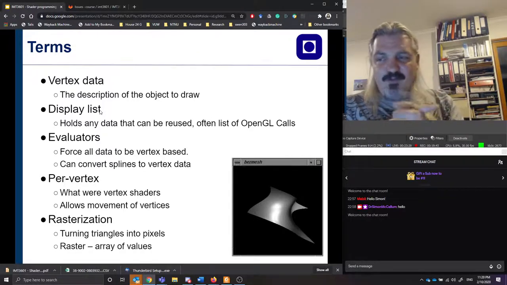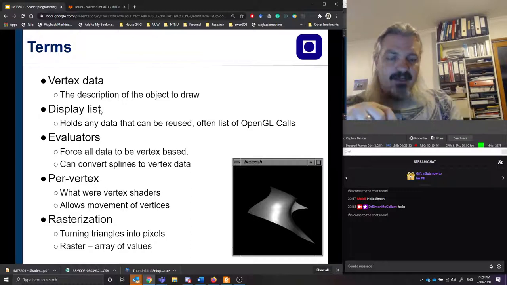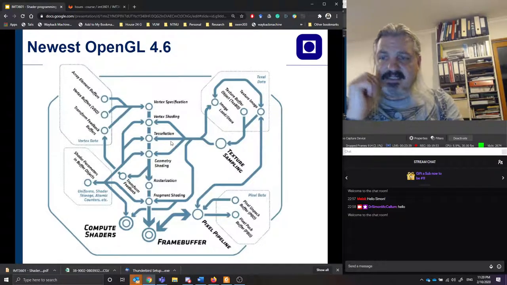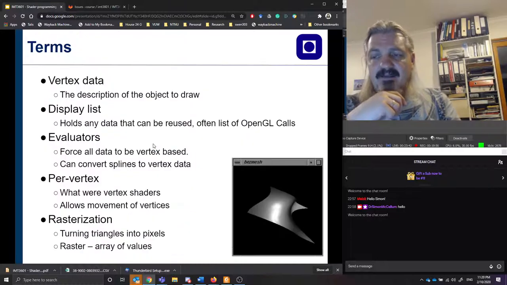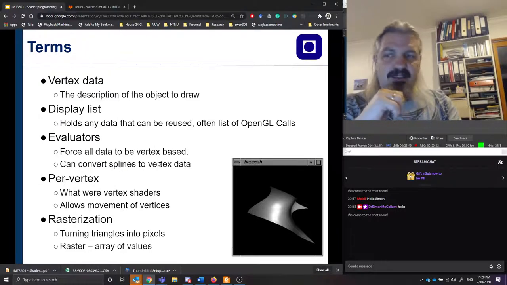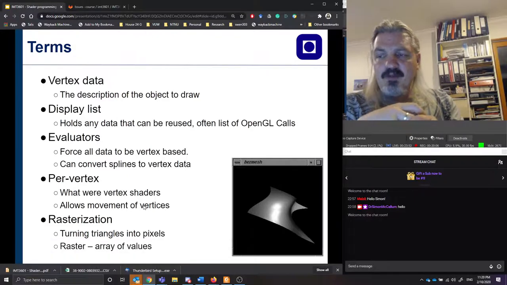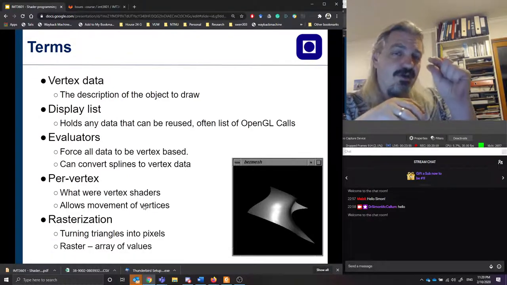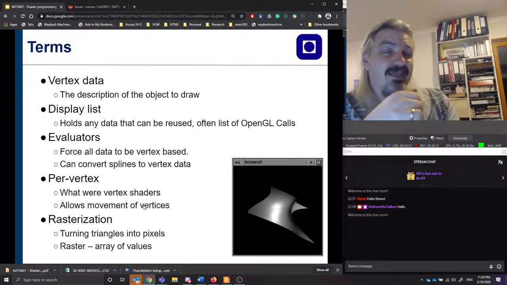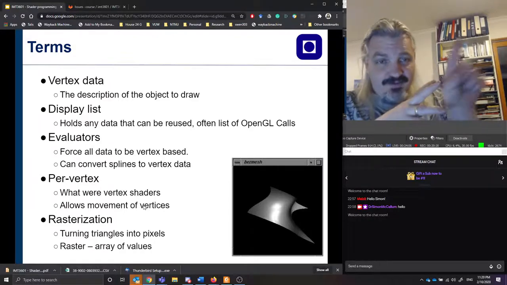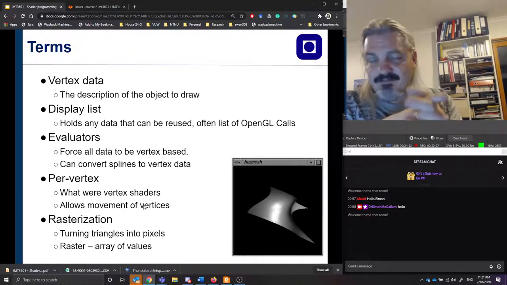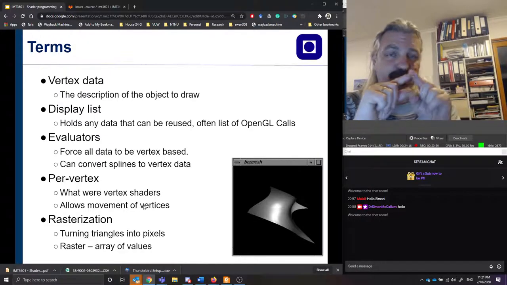Evaluators first force all data to be vertex-based. So it goes through, and these evaluators that you see in this tessellation phase, is an evaluator, and it forces things into being triangle based and vertex based, and converts splines to vertex data, right? So that's what the tessellator does. There's per vertex information, which is information you add on each of those little pieces of the mesh, data like which bones they're connected to, if you're doing animation, the normal to the vertex, so it knows which direction to look at. And rasterization, as I said before, is when you turn vertices into a set of pixels.